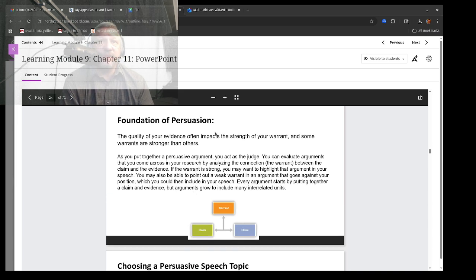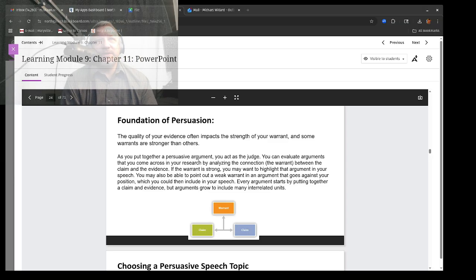We'll talk a little more about that. The quality of your evidence most often impacts the strength of your warrant, and some warrants by virtue are a little stronger than others. For example, I don't know many people who are going to defend drinking and driving. It's pretty straightforward. You drink, you drive, you could potentially kill somebody or injure yourself or others. So most people aren't going to sit on the sidelines and say, oh yeah, I'm rooting for drunk driving. No. So that warrant is pretty strong. It doesn't take much to persuade an audience not to drive drunk.